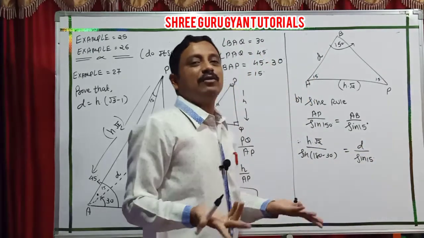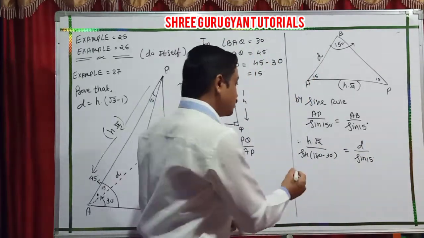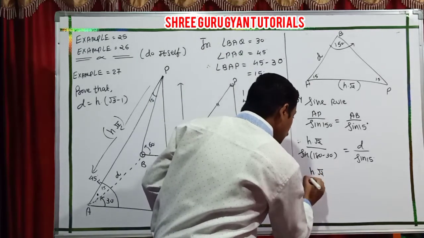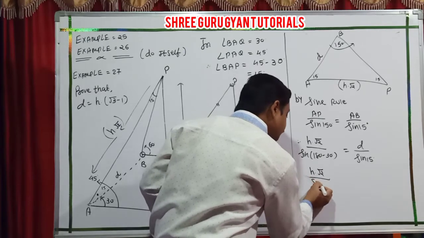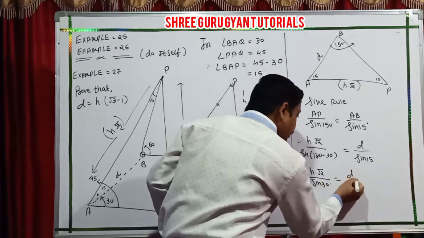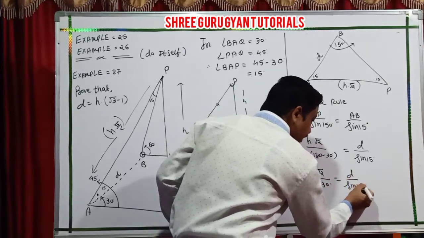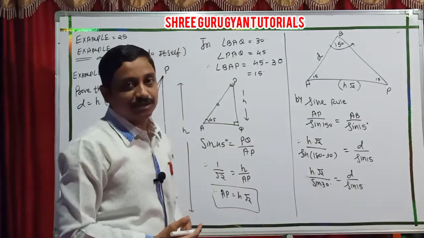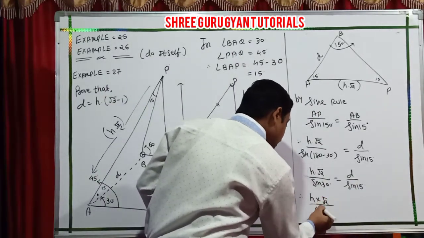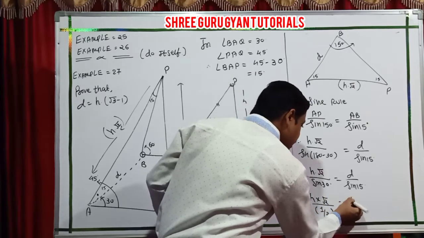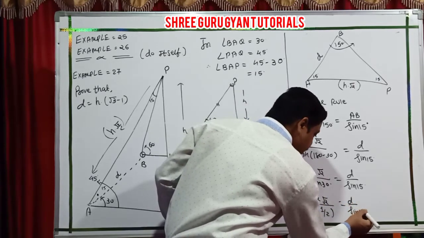Now students, put all values one by one there. So it is h root 2 over sine of 180 minus 30, second quadrant, so it is sine 30 again. And here D by sine 15. Now apply the values. Sine 30 is known. What is it? Half. And here D by sine 15 is as it is.